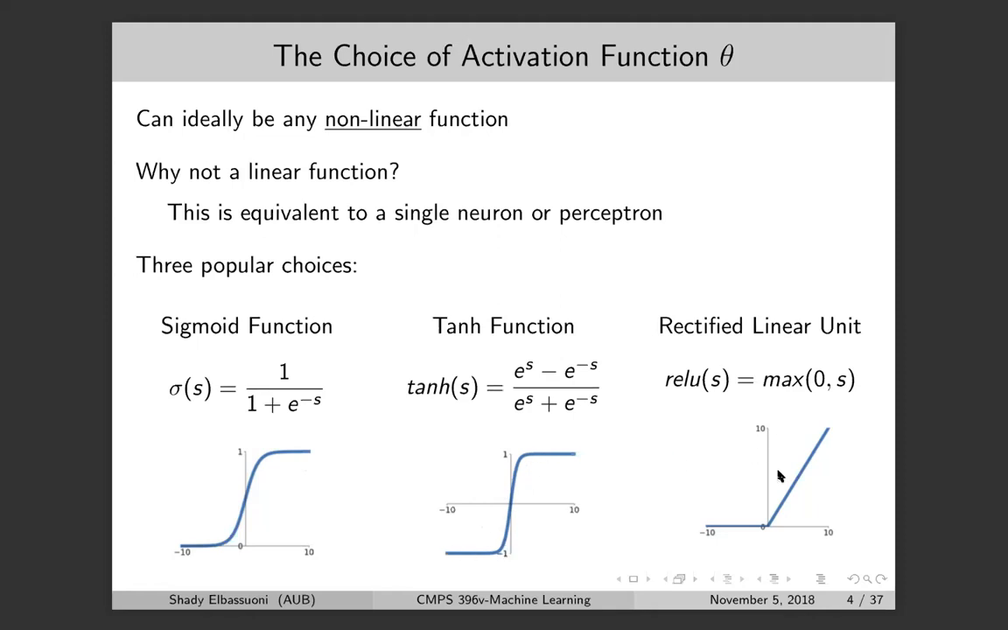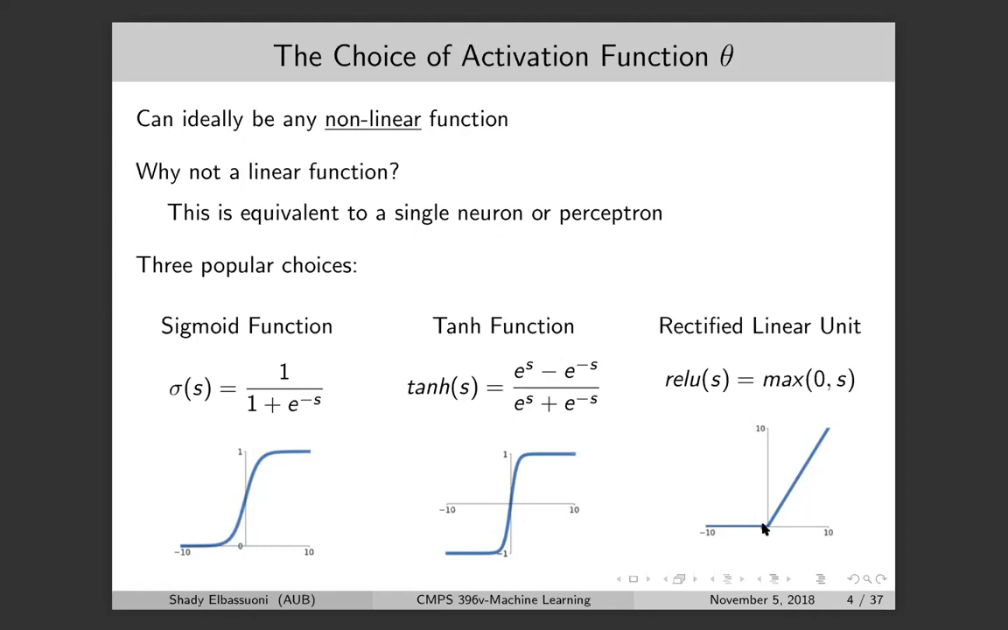And the ReLU looks like this. It's the maximum of 0 and s. So it takes the signal; if it's negative, it sets it to 0, and if it's positive, it outputs the signal. So it's similar to a linear function in the positive range, and in the negative range it's 0. It's still non-linear. It's not a linear method, but in the positive range it's linear, and in the negative range it's 0.